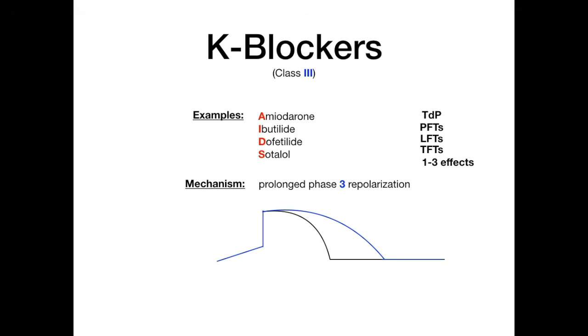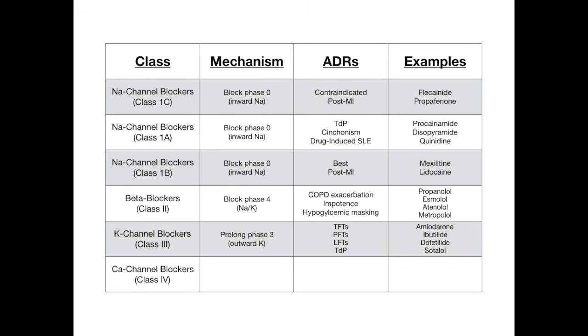We remember the types of drugs with AIDS, and everything that would probably come up on an exam. Typically, it'll be about amiodarone, but just know all of the examples for completeness' sake. Remember that amiodarone has class 1, 2, and 3 effects. PFTs, LFTs, TFTs need to be checked, and these can all cause torsades. So that's your potassium channel blockers.